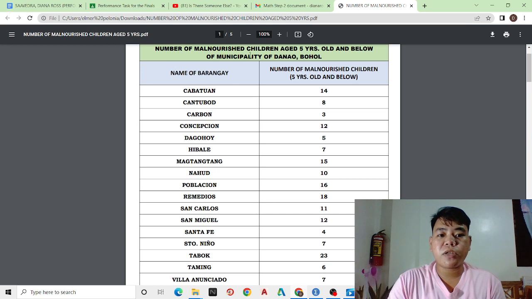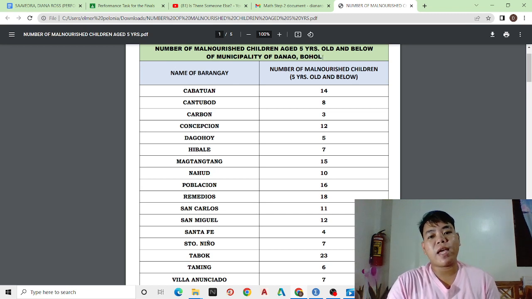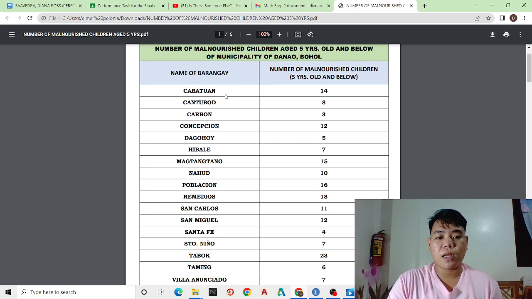The number of malnourished children aged 5 years old and below of the municipality of Danao. I have gathered all the numbers of malnourished children 5 years old and below from each and every barangay in our municipality.